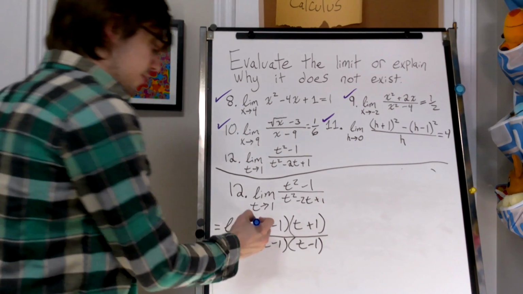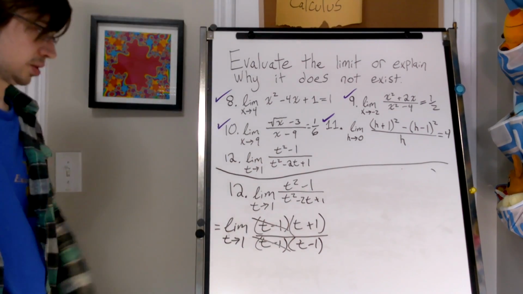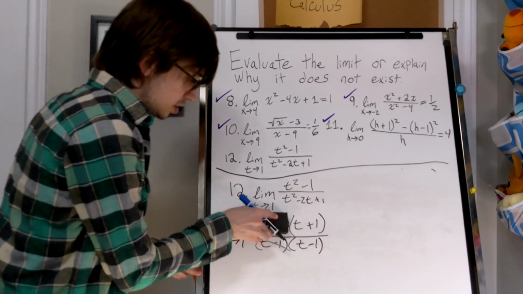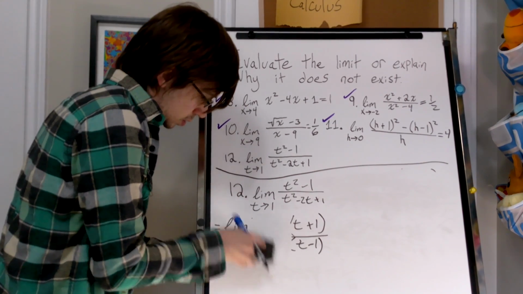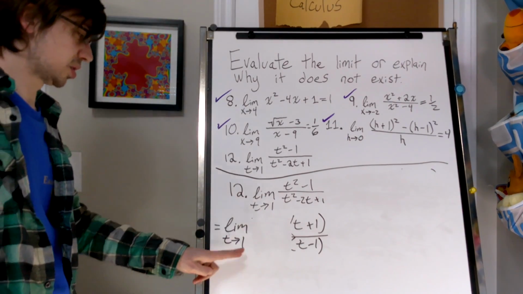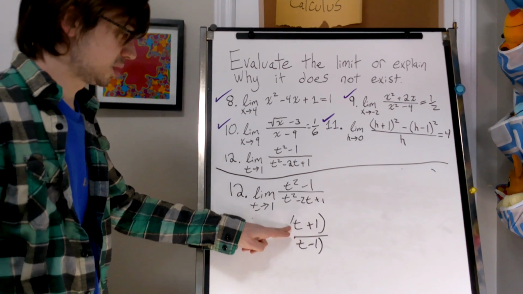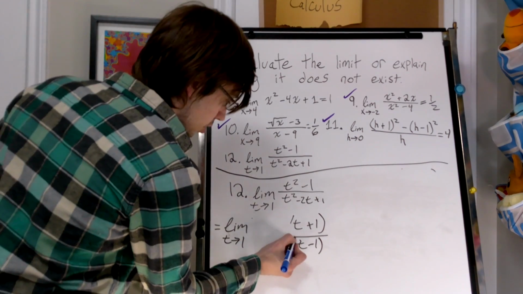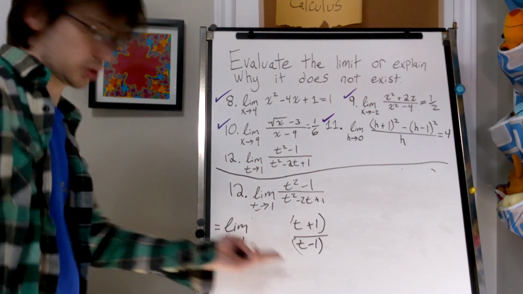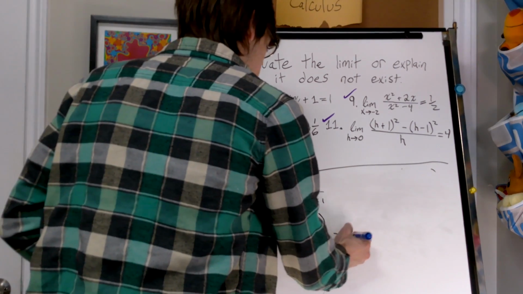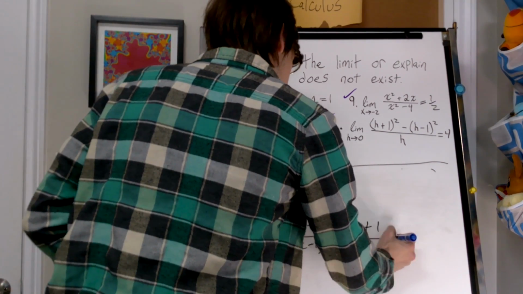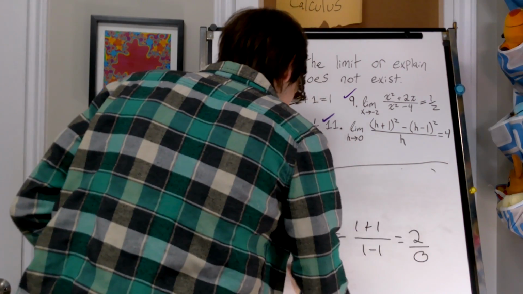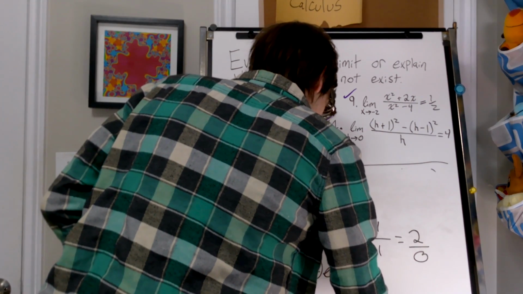We can see here that we have two terms that can be cancelled, leaving us with the limit as t approaches 1 of the function t plus 1 over t minus 1. This is the lowest terms. We can't reduce any further, so we have to plug in 1 and see what we get. And we get 1 plus 1 over 1 minus 1, and we get 2 over 0. This remains undefined.